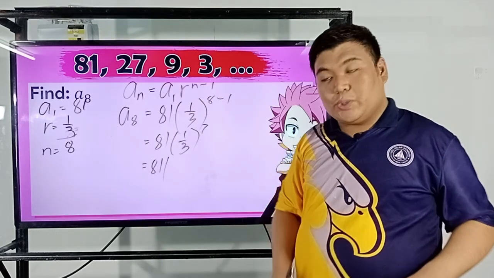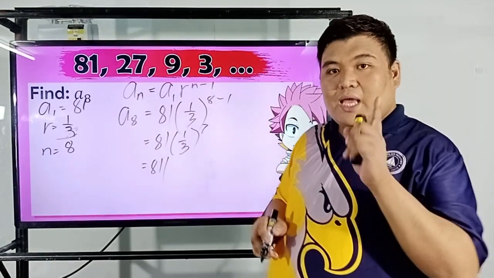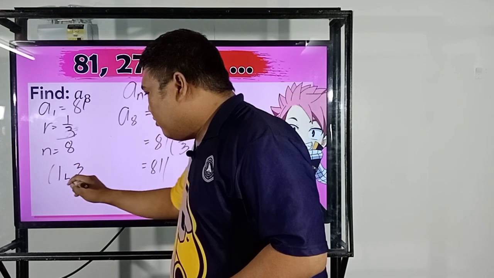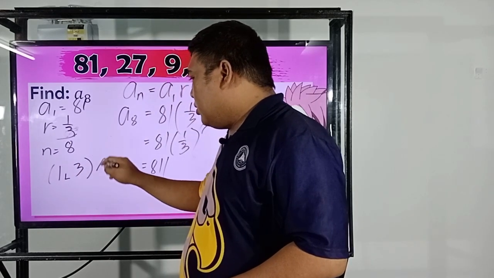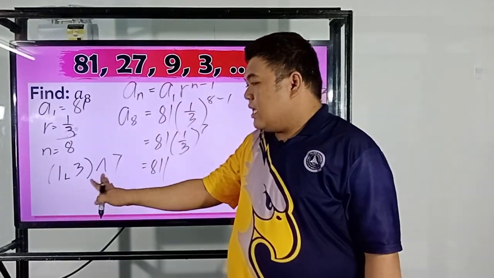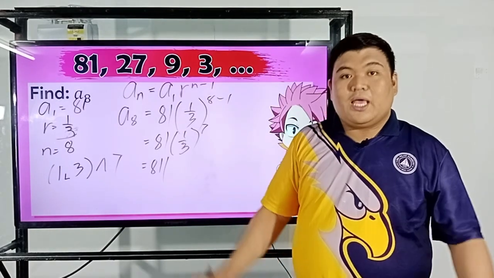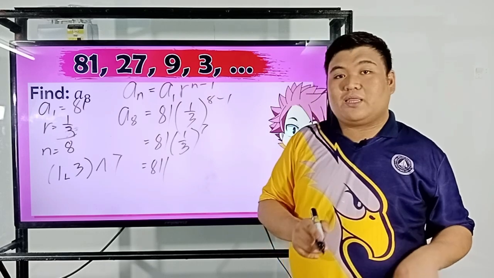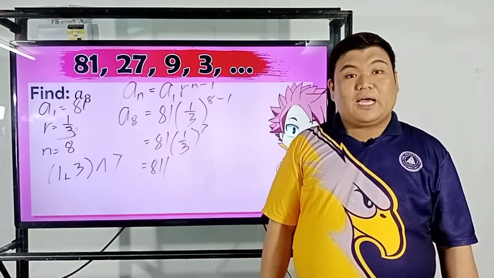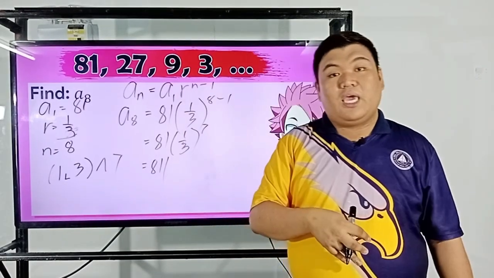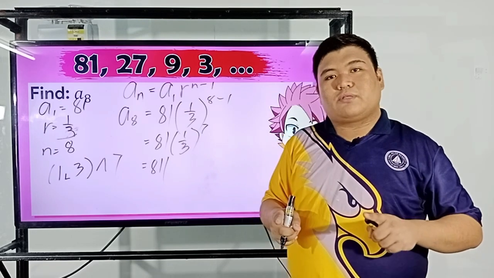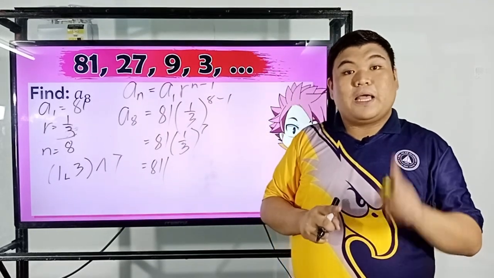kapag pipindutin sa calcu. So, si 1/3 raised to 7, ang lalabas sa ibang calcu dapat ay ganito, 1 over 3 raised to 7. Si 1/3 ay nasa parenthesis bago siya i-raise to the exponent. Nasa loob pa rin po kasi po kapag wala yung parenthesis, ang gagawin po ng calculator nyo ay yung denominator lang ang i-raise to that exponent. Iiwanan niya si numerator. Kaya kailangan kapag may exponent, huwag na huwag kakalimutan ilagay sa loob ng parenthesis.